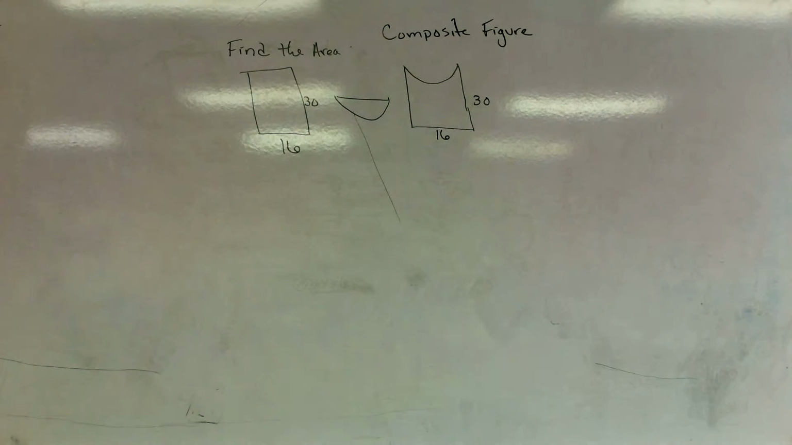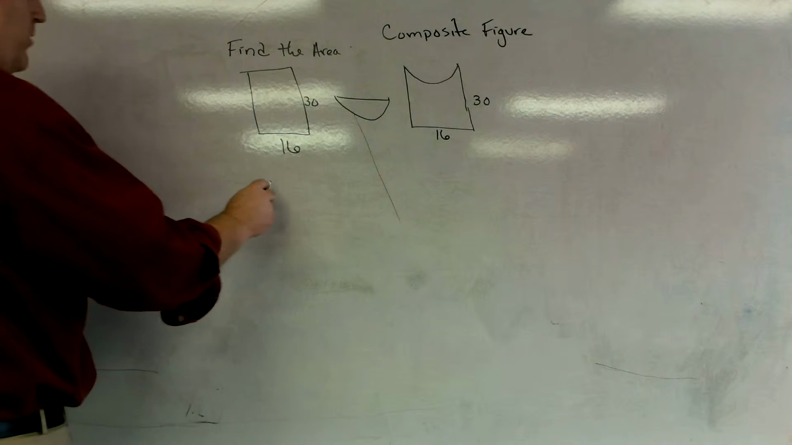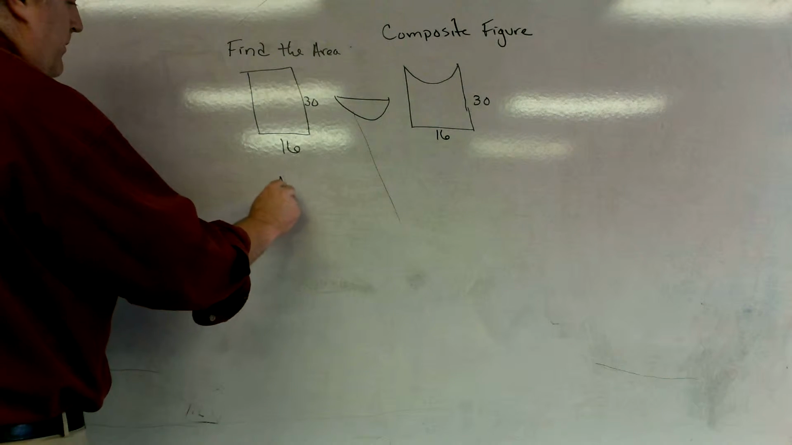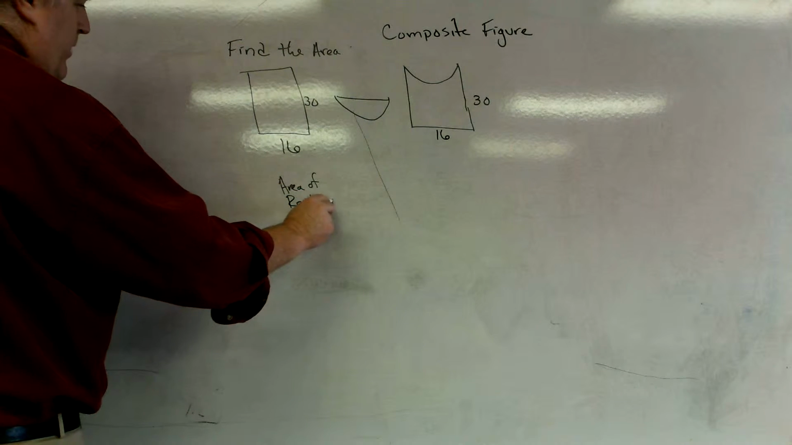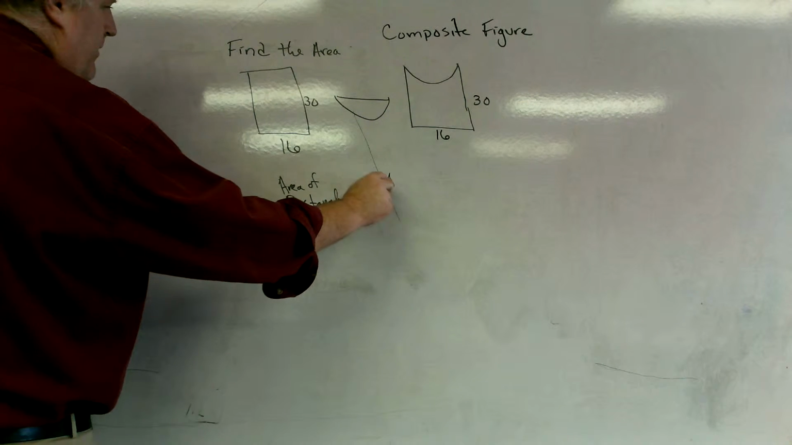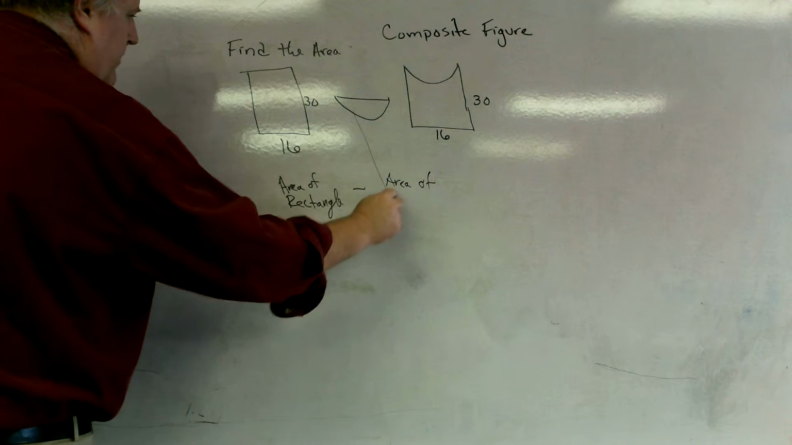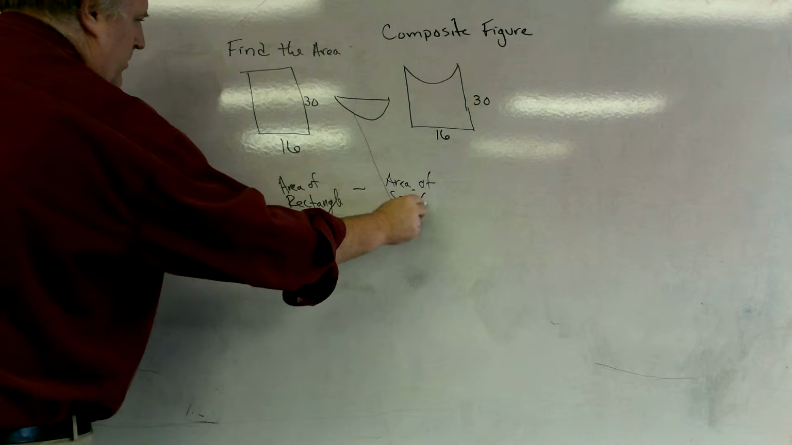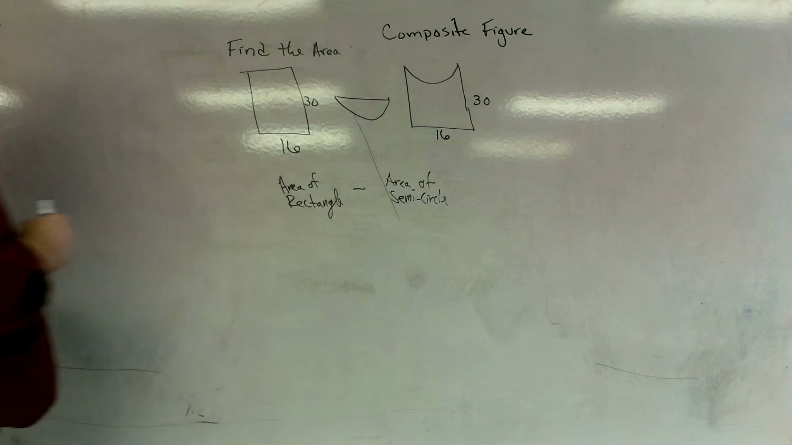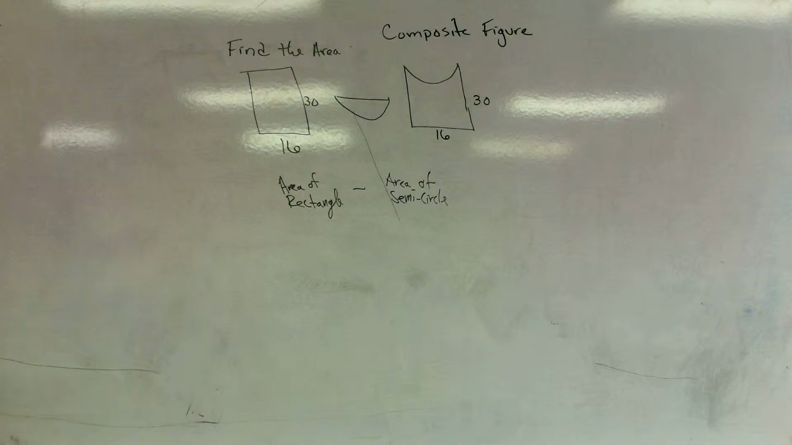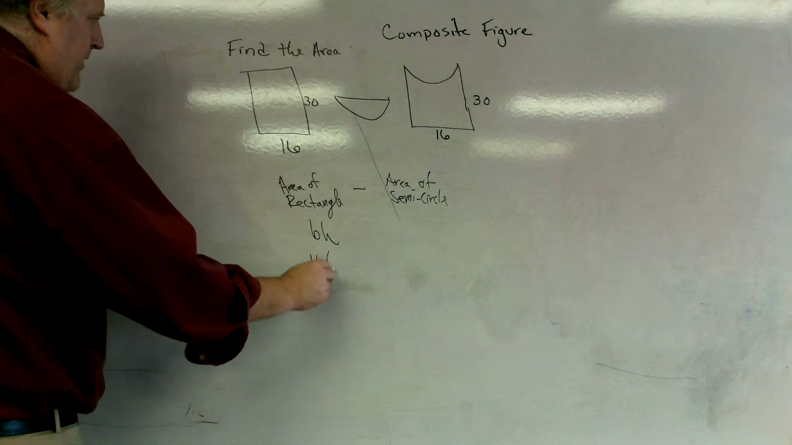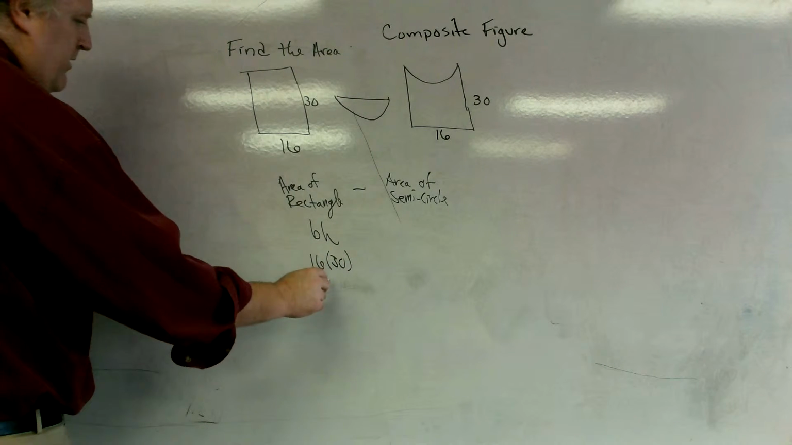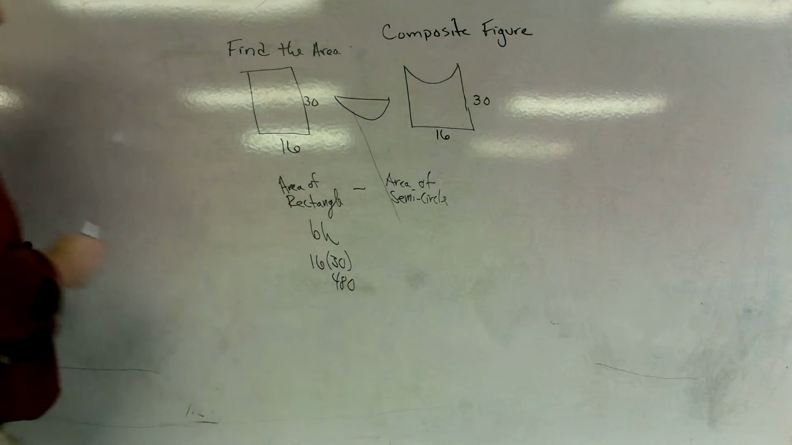top. So since we're removing that semicircle from our rectangle, what we're going to do is find the area of the rectangle, and then we are going to subtract off the area of the semicircle or half circle. So the area of a rectangle is pretty easy, it's just base times height. And so 16 times 30: 3 times 16 is 48, tack on a 0, so that's 480.